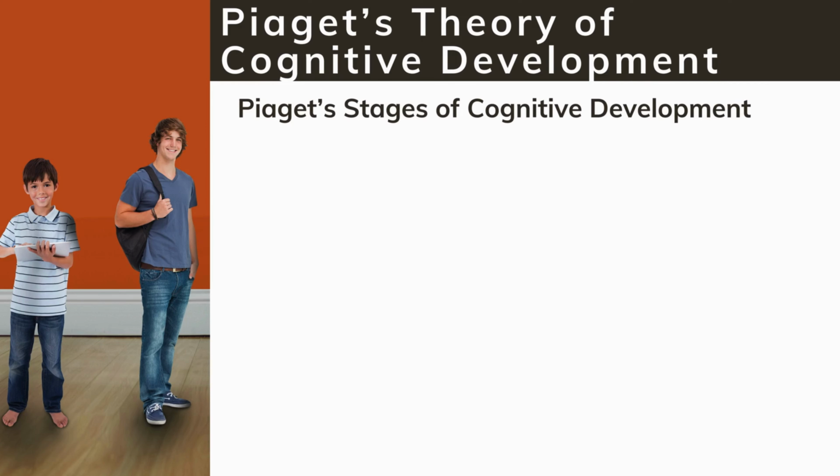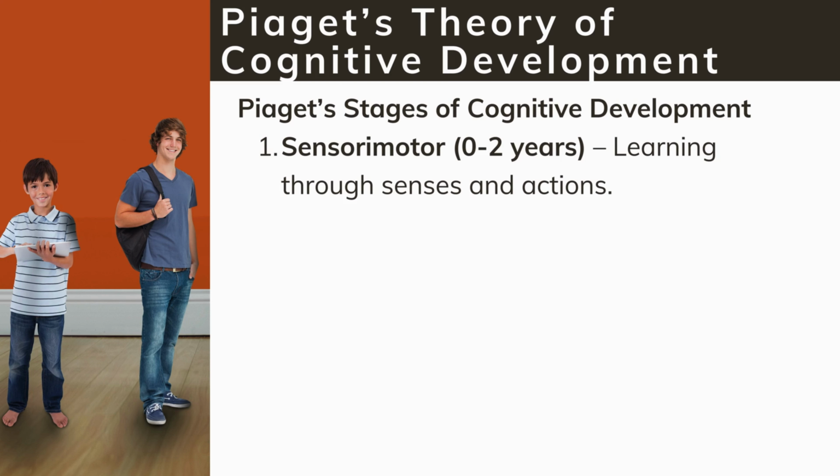Piaget's 4 stages explain how thinking evolves from infancy to adulthood. The sensory motor, from 0 to 2 years. This is a time when learning is through senses and action. Example is a baby shaking a rattle to understand sound production.